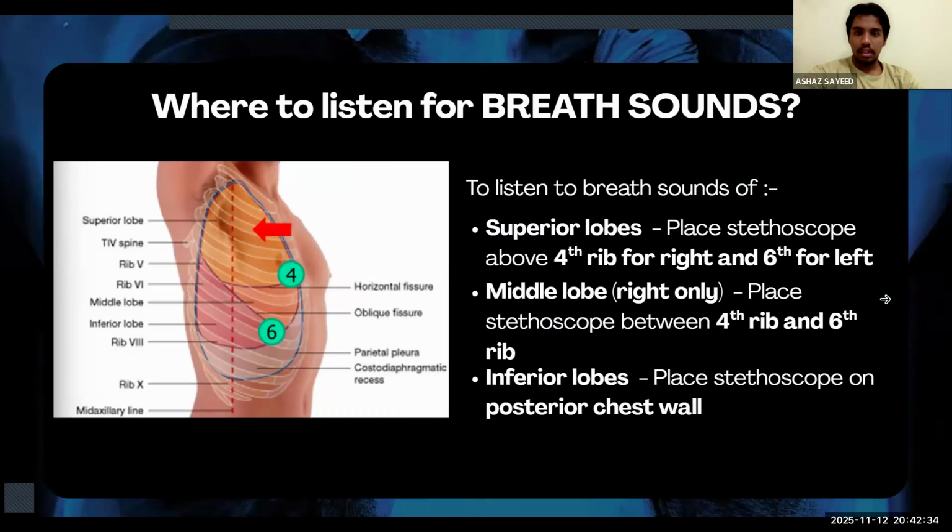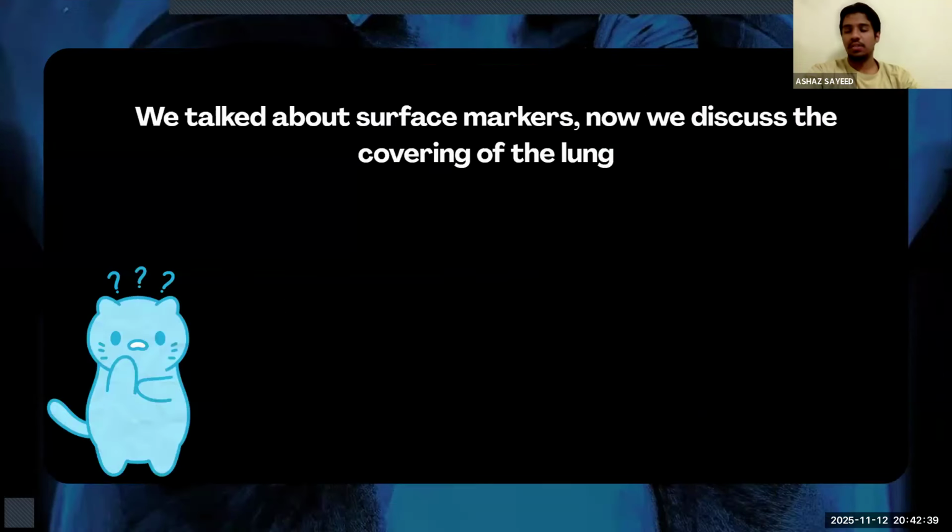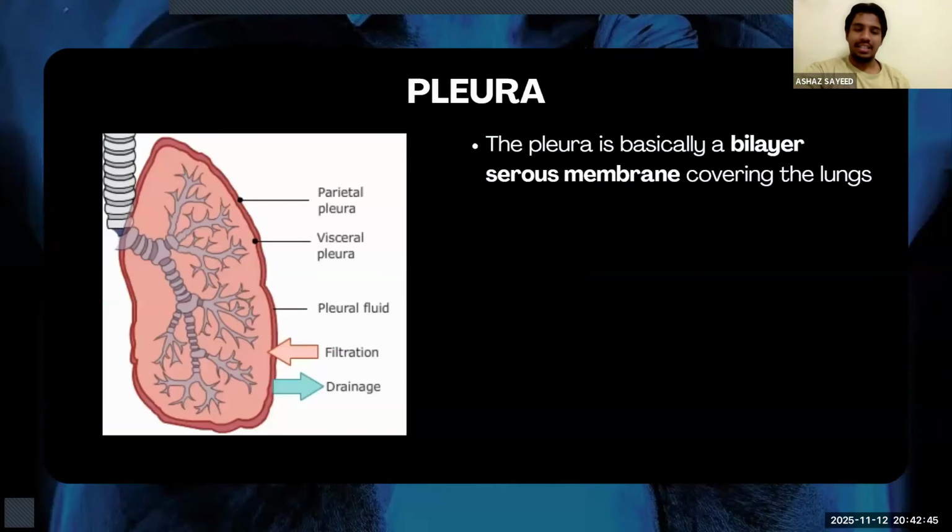Now, let's move on. We talked about surface markers. Now we'll actually discuss the chocolate wrapper, the pleura of the lung. What it is, is a bilayer serous membrane covering the lung. So this is the lung right here, and then you have this bilayer membrane. Bilayer means it's two layers. You have your parietal pleura, which is more outside, and the visceral pleura, which is the inner layer.